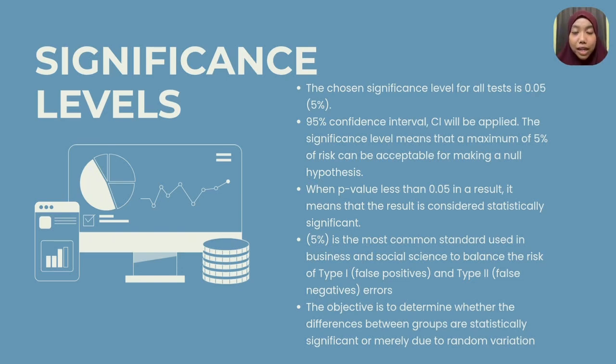The objective is to determine whether the differences between groups are statistically significant or merely due to random variation. If the p-value is less than 0.05, we reject the null hypothesis, H0. If the p-value is greater than 0.05, we fail to reject H0.